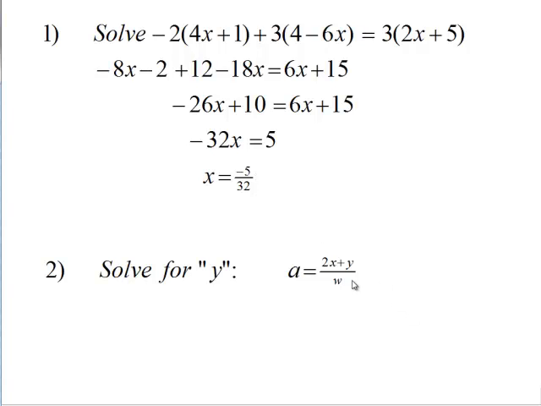Okay, second one, solving for y. I need to move the w over by multiplication, so it's a times w, and it'll cancel on this side. I need to move the 2x by subtraction, so it's aw minus 2x is equal to y.